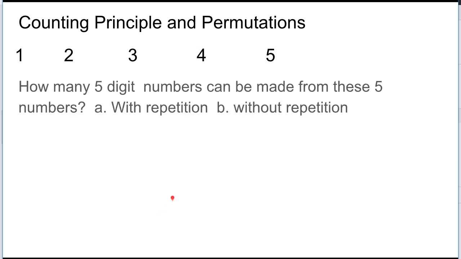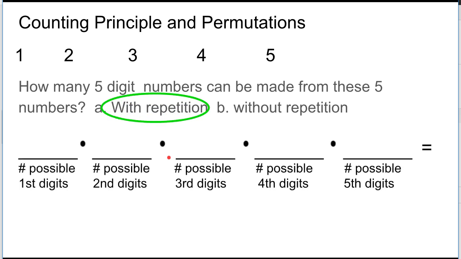Alright, so what about this? How many 5-digit numbers can be made from these 5 numbers? So we'll start with repetition. And that means I now have 5 different spots. So pause this and tell me what you think can go in these different digits.